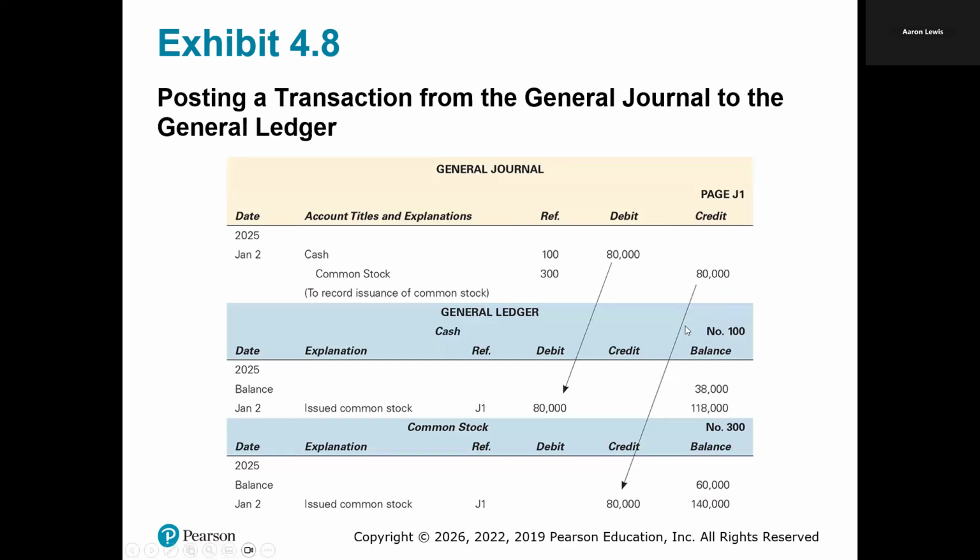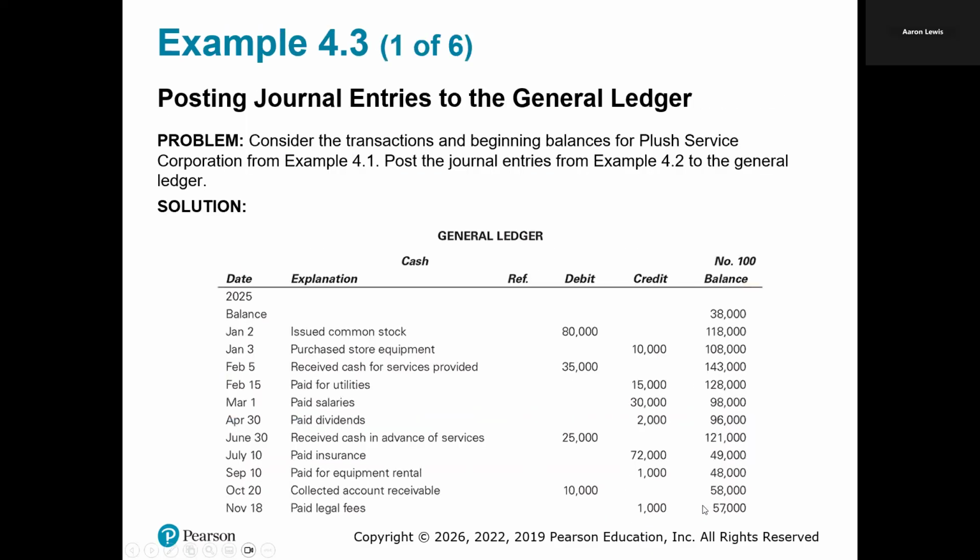As for common stock, same process. Denote the date that it happened, describe a brief explanation of the event, the page in your journal that it came from, and then transfer the $80,000 credit from the journal, or post, if you will, to the $80,000 credit spot on the common stock ledger. And same thing, we had $60,000 of common stock on our books before the transaction. That just added another 80,000. Now we're up to 140 grand.